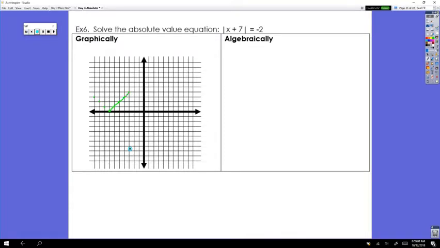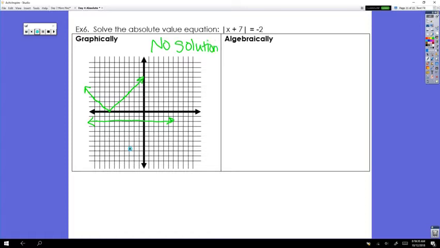So this is going to be our absolute value. Now I'm going to graph y equals negative 2. But wait, we have a problem. These two things do not intersect. For this problem, the answer is no solution.